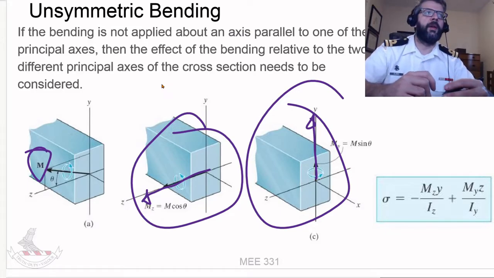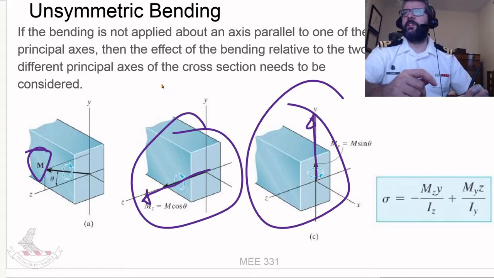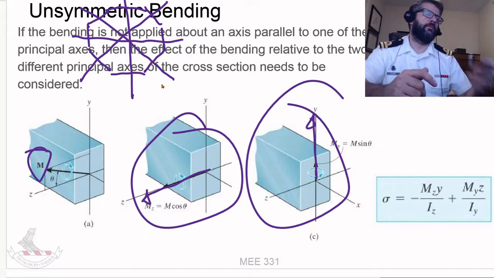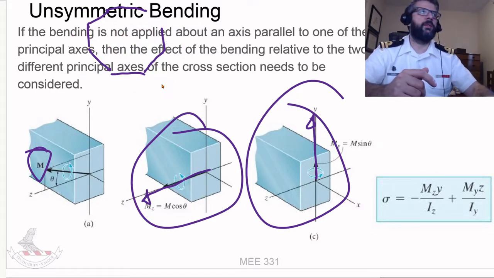Or I guess one of the other principal axes, because there are some geometries where you could have more than one principal axis. Like for example, if you have an octagon, well, then you've got a principal axis here, you've got a principal axis here, but you've also got a principal axis here, and you also got a principal axis here. But anyways, that's a bit of an aside.